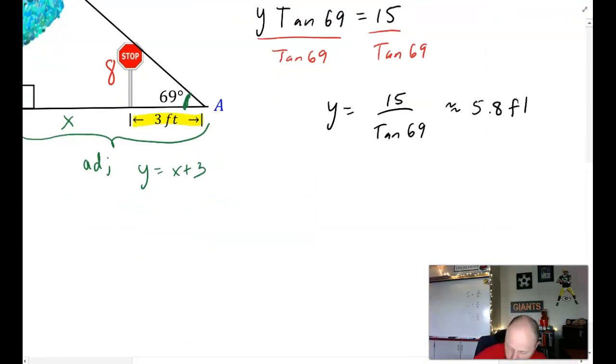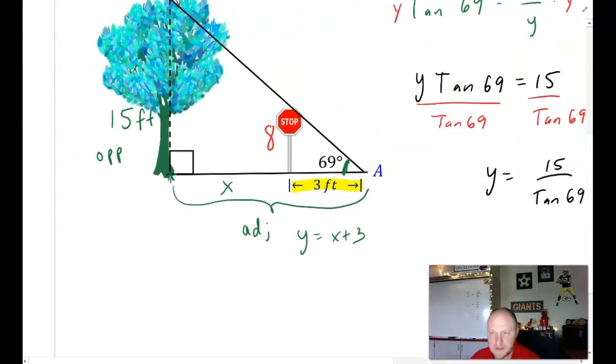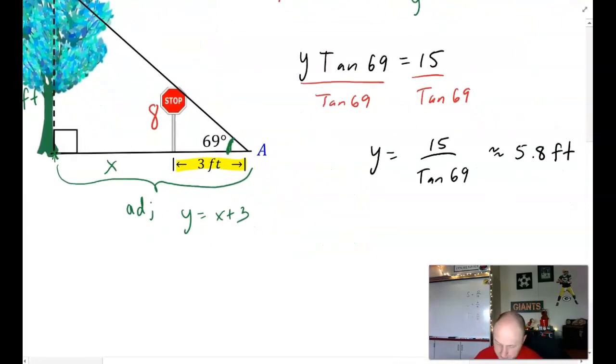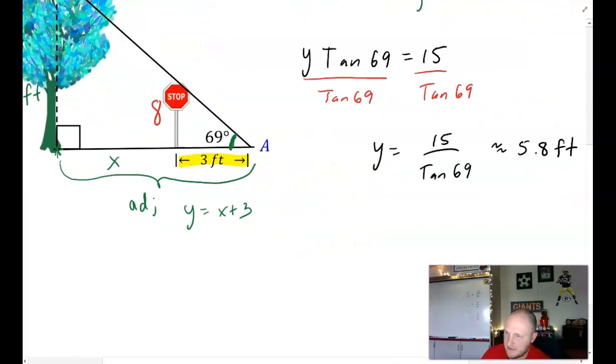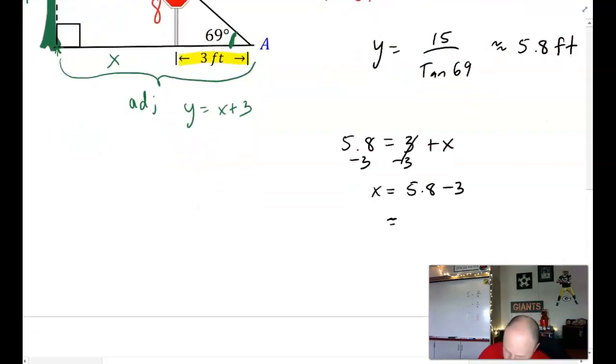5.8 feet. Well, that includes the whole entire side. So what I need to do is subtract 3 from this, right? So 5.8 is equal to 3 plus x. So solving for x, we get 5.8, and I'm subtracting 3 on both sides. So this gives us approximately 2.8 feet. That's how far the base of the tree is from the stop sign.